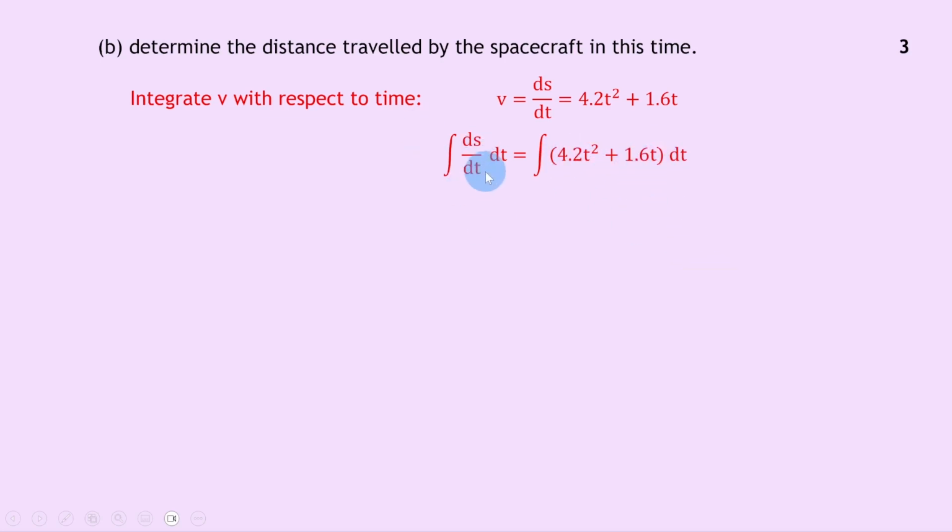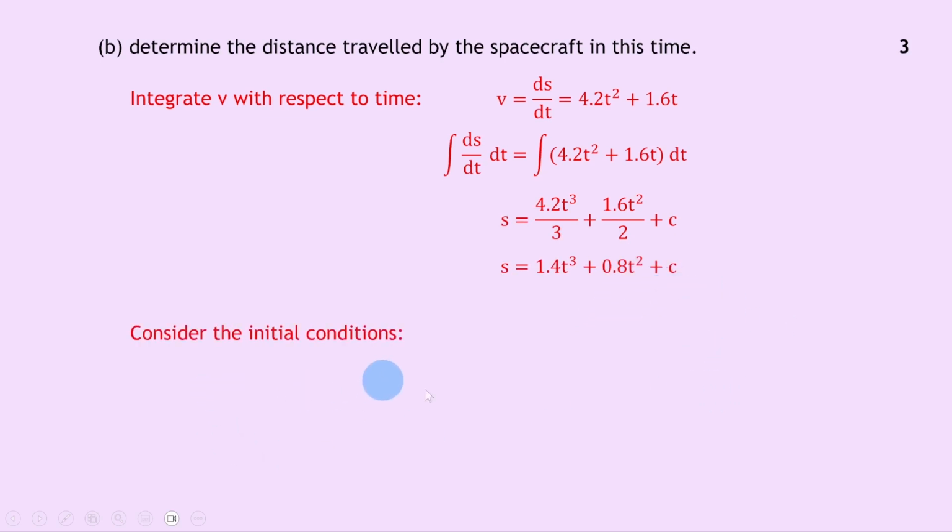So integrating velocity with respect to time will give us displacement s, and then remember to integrate we want to raise the power by 1 and divide by the new power. So we have 4.2 t cubed over 3 plus 1.6 t squared over 2 plus c, where c is our constant. And then we could simplify these fractions to get s equals 1.4 t cubed plus 0.8 t squared plus c. Now to find out what the constant c is, we need to consider the initial conditions.